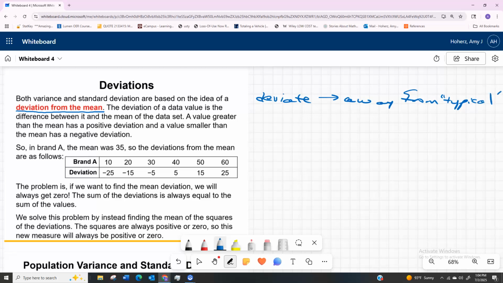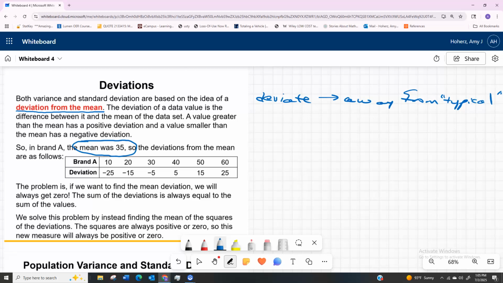Well, what is typical with our brands of paint? The mean is kind of considered the typical. So the mean was 35. And so we're going to look at that as the typical and see how each of the different cans in each of the brands deviates. What's the deviation from that mean?